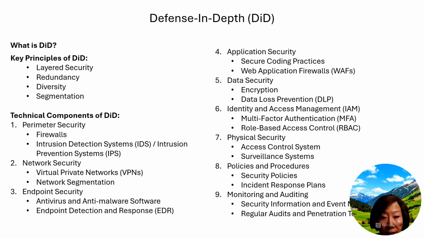Segmentation. Network and system segmentation limit the spread of an attack, containing the damage within isolated segments. So for technical components of defense in depth, I listed 9 different items here. First one, perimeter security. We put in firewalls to control incoming and outgoing network traffic based on predetermined security rules.